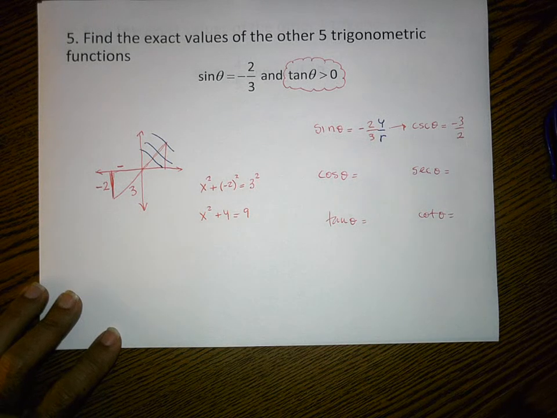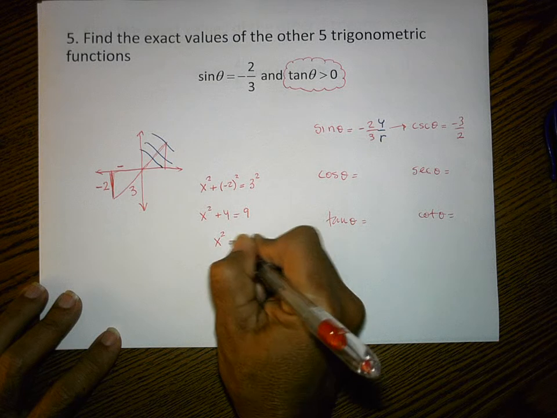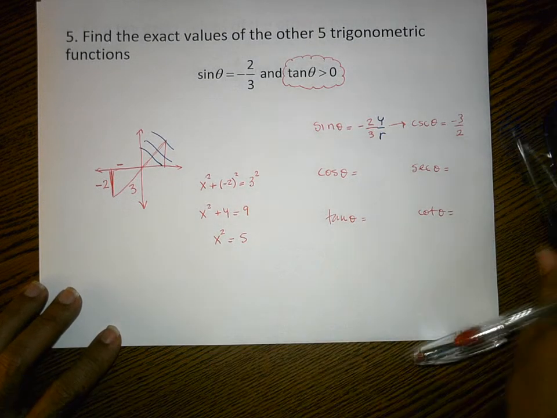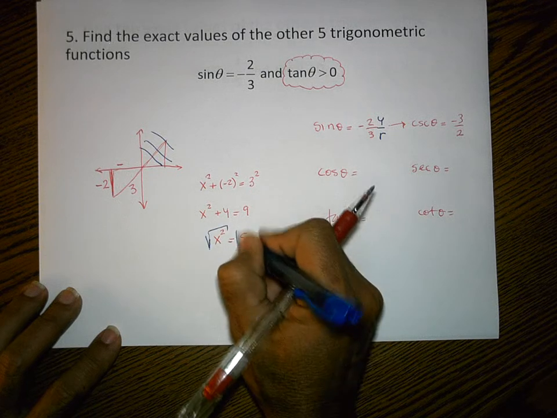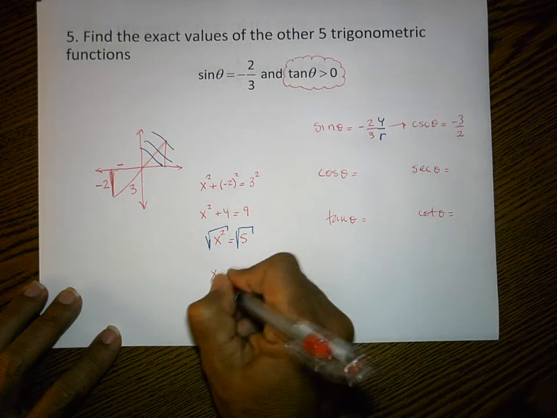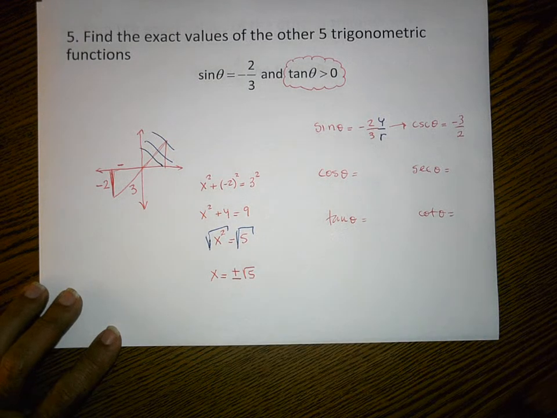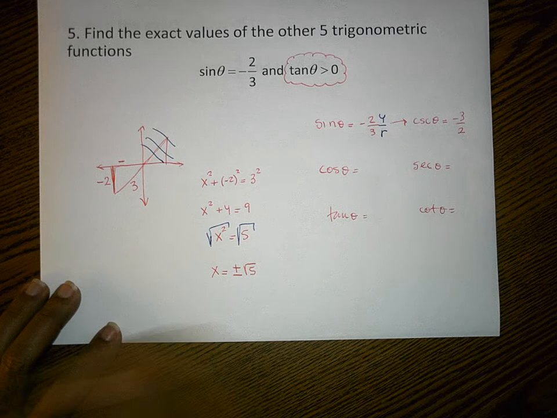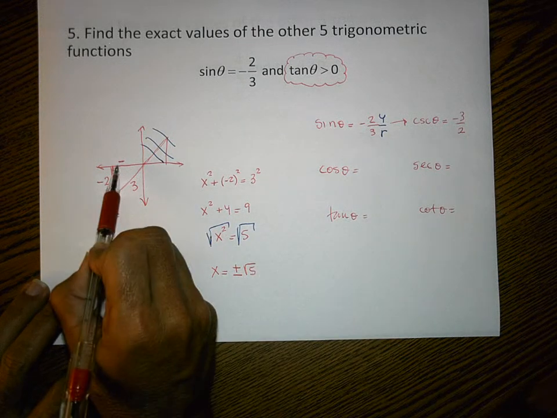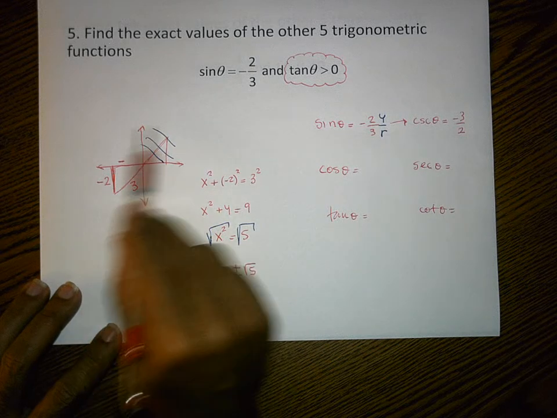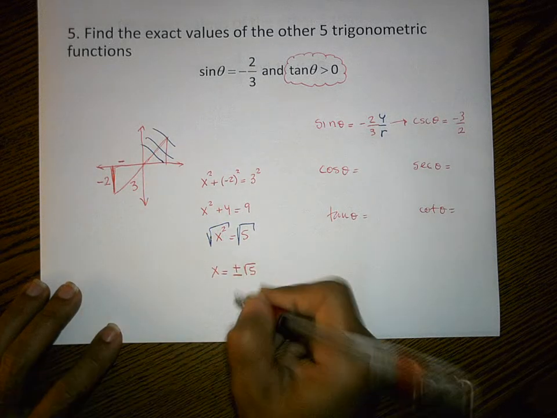Subtract the 4, we get x squared equals 5. Take the square root of both sides, left and right, and we get that x equals plus or minus the square root of 5. Okay? So is it plus or minus? Because we took the time to draw our quadrants here, we know it has to be negative.